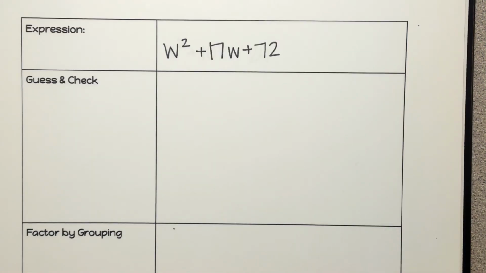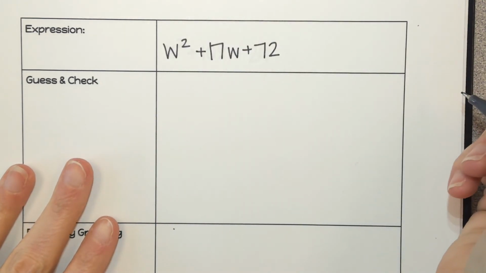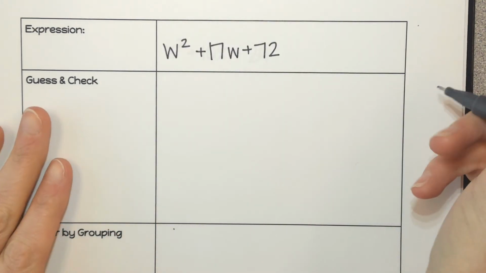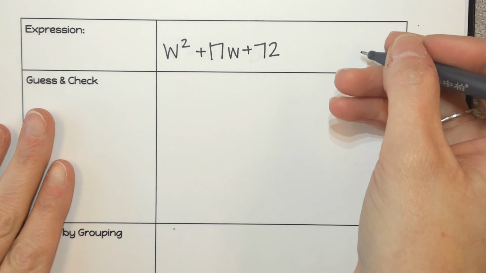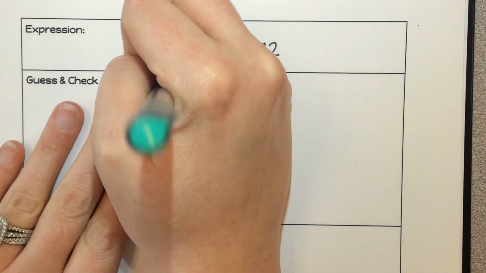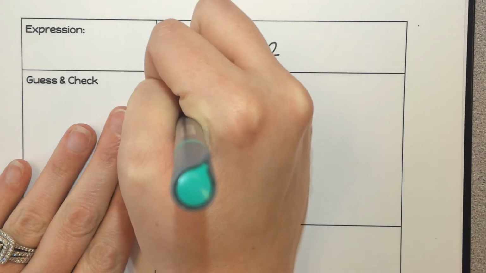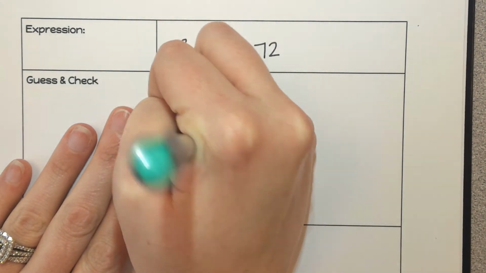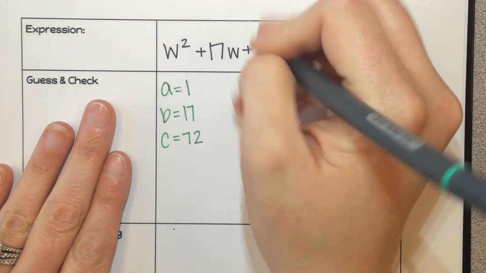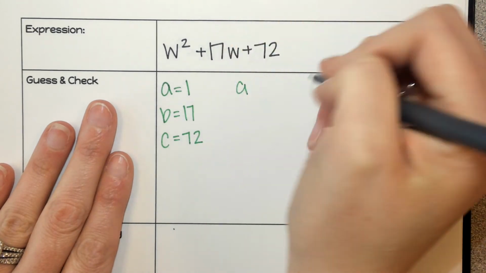All right, w squared plus 17w equals 72. I'm going to use guess and check on this one because it seems pretty easy. I don't have a number in front of w, so I'm just going to go with it. I don't have a GCF, so I'm going to start with listing my A, B, and C. So A is 1, B is 17, and C is 72. Okay, so factors of A are just 1 and 1.